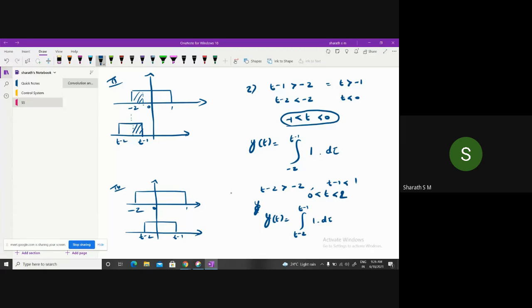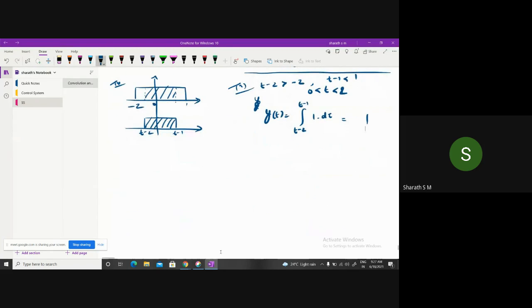What's the answer for the second case? The overlap again needs to be sketched neatly, then you will understand. So what's the answer for the second case? T plus 1, sir. T plus 1. What about the third case? Third case is 1.